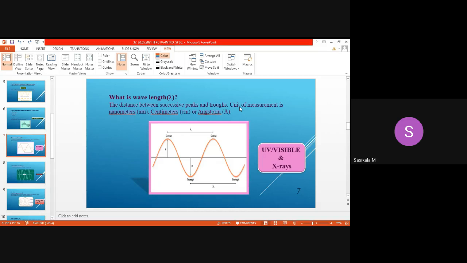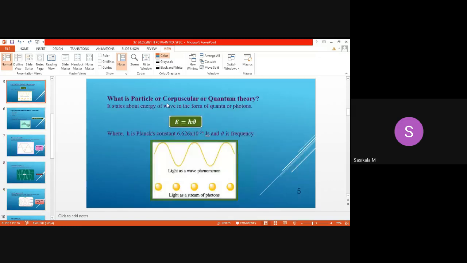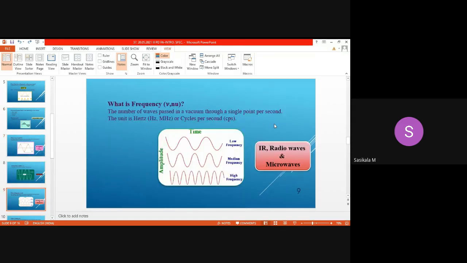So now we have seen wavelength and wave number, and what a whole wave is. Now the third parameter is frequency. Frequency is represented with nu. Already in particle theory we have seen frequency. The same we are going to see as a wave characteristic here. Nu bar is wave number, nu is frequency. So what is frequency? The number of waves passed in a vacuum through a single point per second.